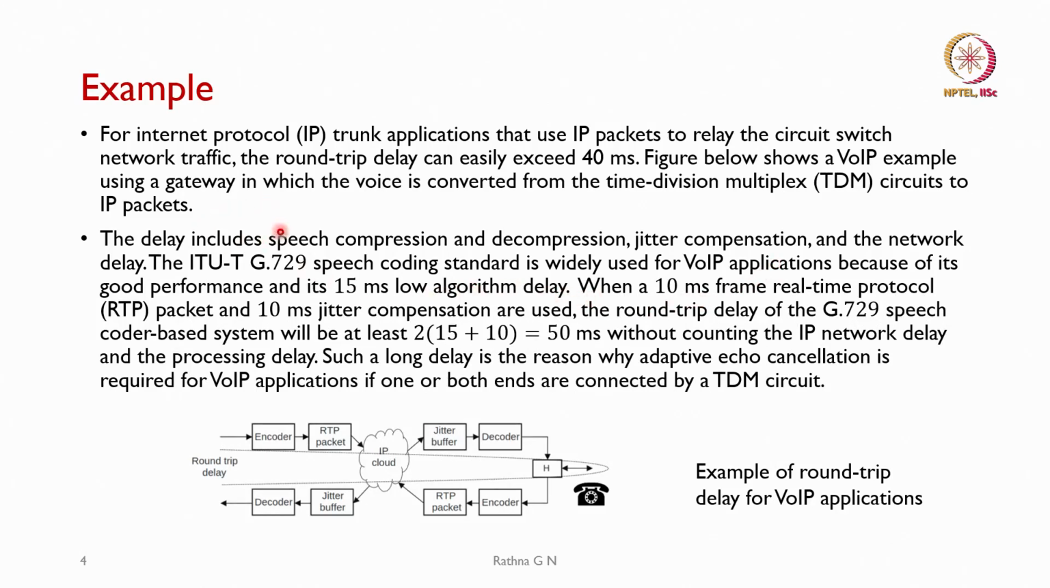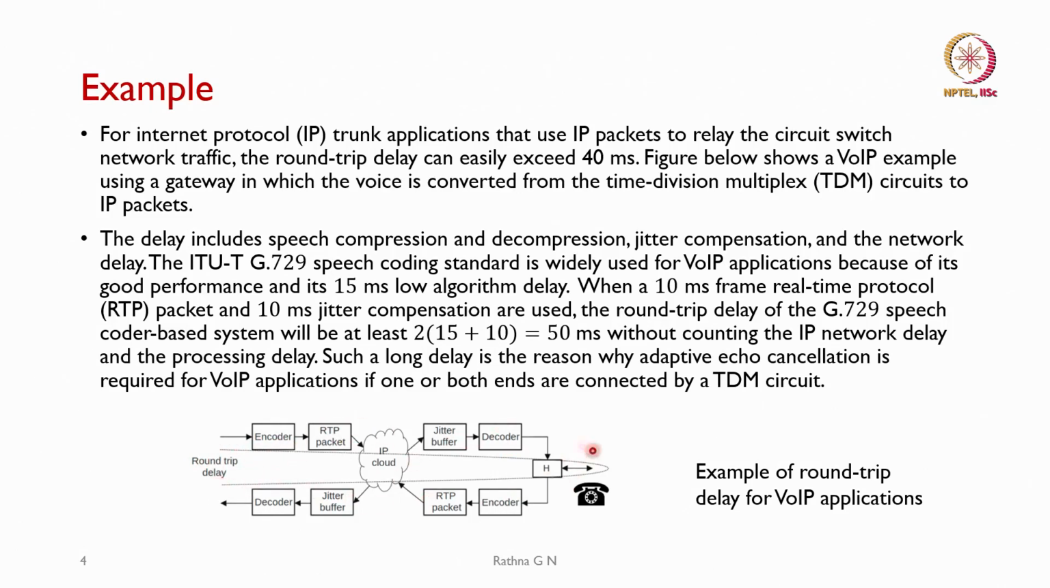So, as an example for this, we know that in internet protocol trunk applications that use IP packets to relay circuit switch network traffic, the round trip delay can easily exceed 40 milliseconds. So, you can see this is how it is connected. What you have, from here to here, is your round trip delay, which can cause 40 milliseconds.